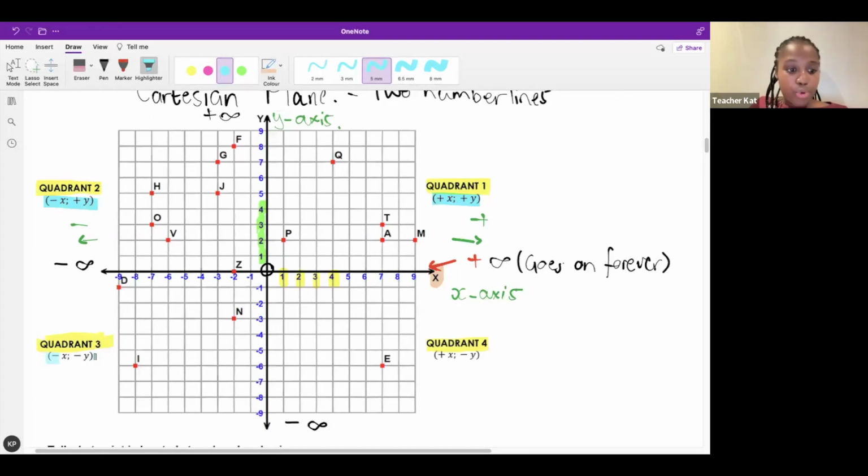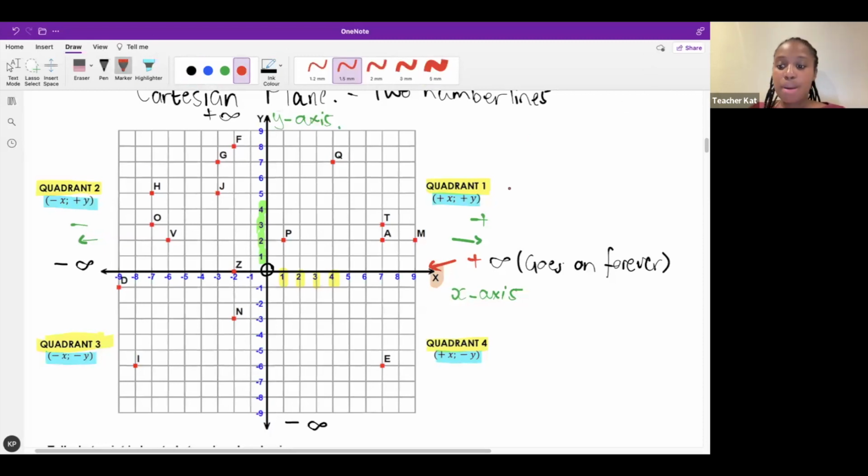Quadrant 3, both will be negative, and in quadrant 4, it's the other way around, where my x is positive, but my y is negative. So quite literally, you either look, did I go left or right? And that will tell you if it's positive or negative, and then you just count how many times you went.